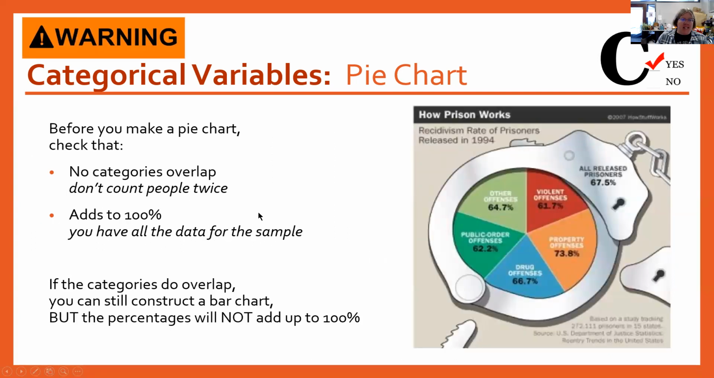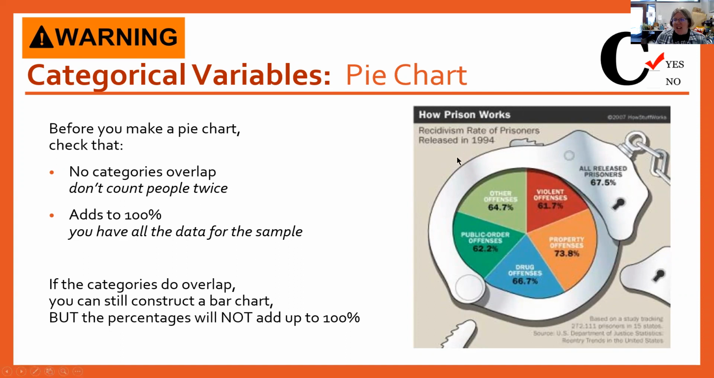The first one is that no categories overlap, so people don't get counted twice. If I asked you what kind of pets you have, and somebody has a cat and a dog, you would get counted in two different categories. That would be a problem with a pie chart. Then you need to make sure that you have all of your data. If you're using percentages, you should have 100% of your data. If you're using counts, say I surveyed 500 people, I want to make sure that the numbers add up to represent that whole 500 people. If for some reason I can't meet these requirements, I can always default back to making a bar chart. You can always make a chart of some kind, but the pie chart has some specific restrictions.